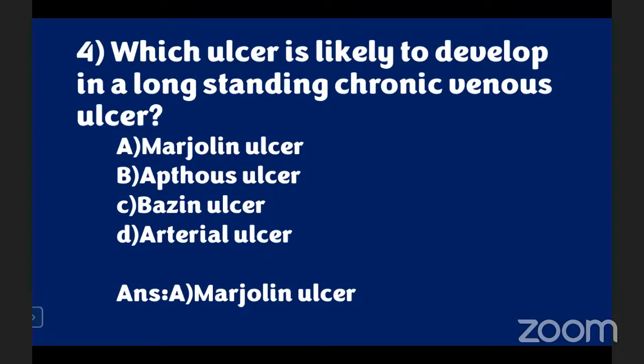Next question is which ulcer is likely to develop in a long-standing chronic venous ulcer? Option A, Marjolin ulcer. Option B, aphthous ulcer. Option C, Basin ulcer. Option D, arterial ulcer. Answer is option A, Marjolin ulcer.